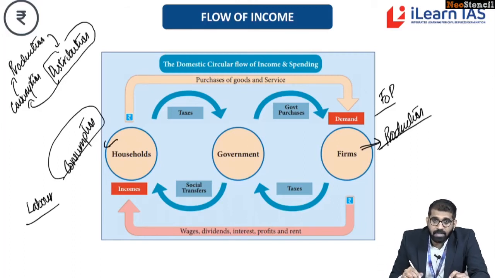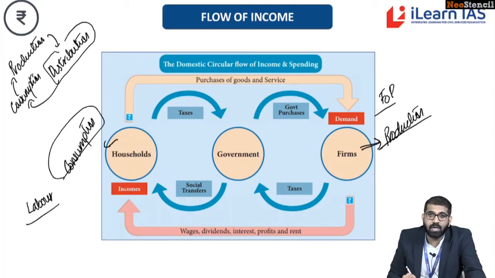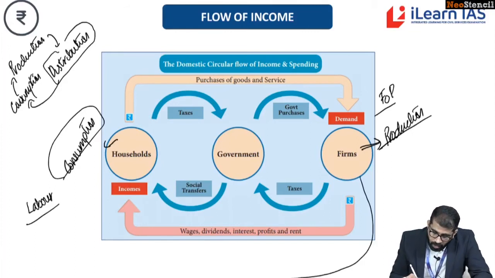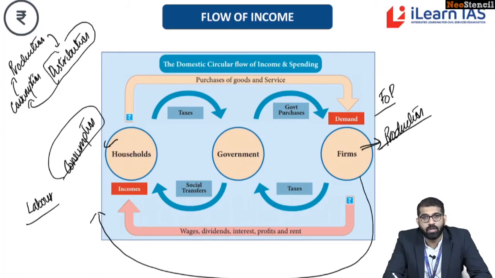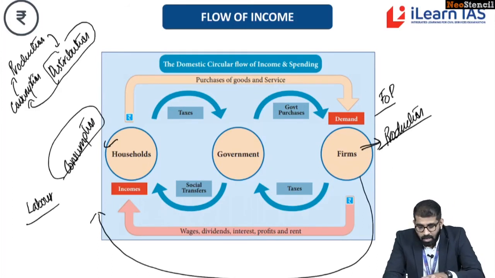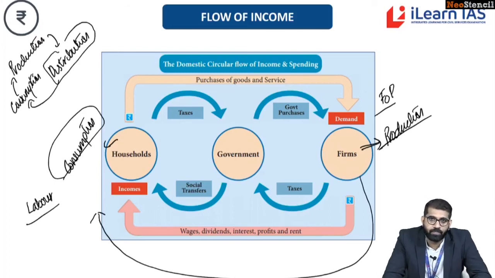So from the firm's side, in the process of production, they use various factors of production, and in return, they give return on factors of production, and all these returns are actually going to the household. So that becomes income for the household. Clear? So the firms pay the household as they are using different factors of production, and the return on factors of production becomes the income for the household.